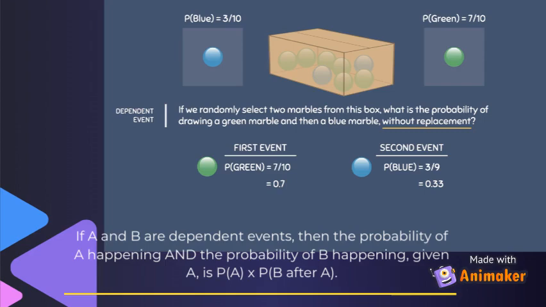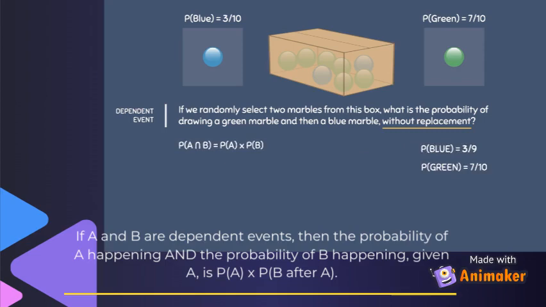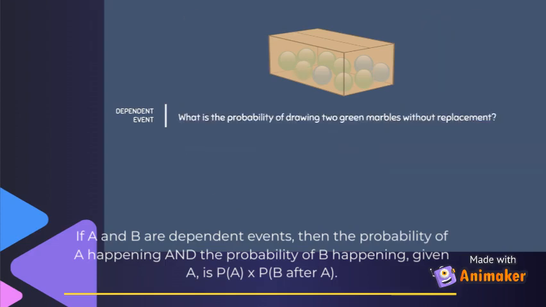As a result, this is a dependent event because the occurrence of the first event affected the probability of the second event. Now to finish this problem, all we have to do is multiply these two values together. 7 over 10 times 3 over 9 gives us an answer of 7 over 30 or 0.233. Let's do another example using the same scenario. What is the probability of drawing 2 green marbles without replacement? Feel free to pause the video so you can try this question for yourself.